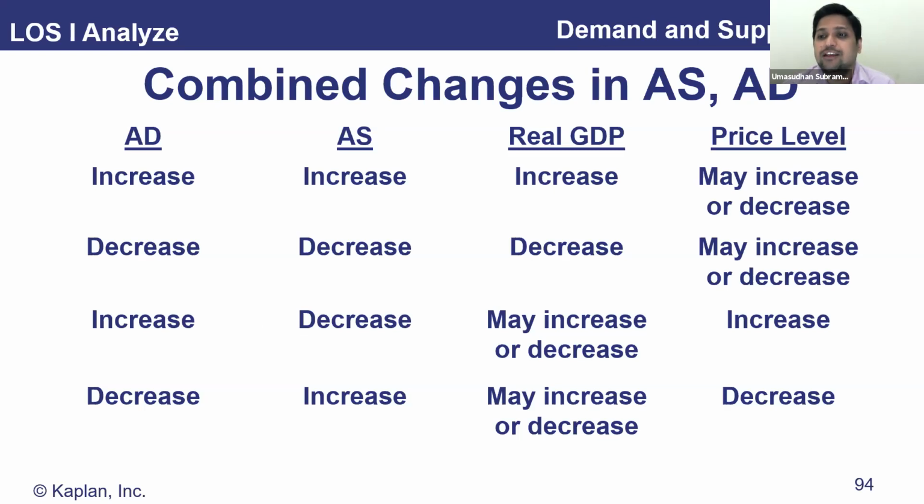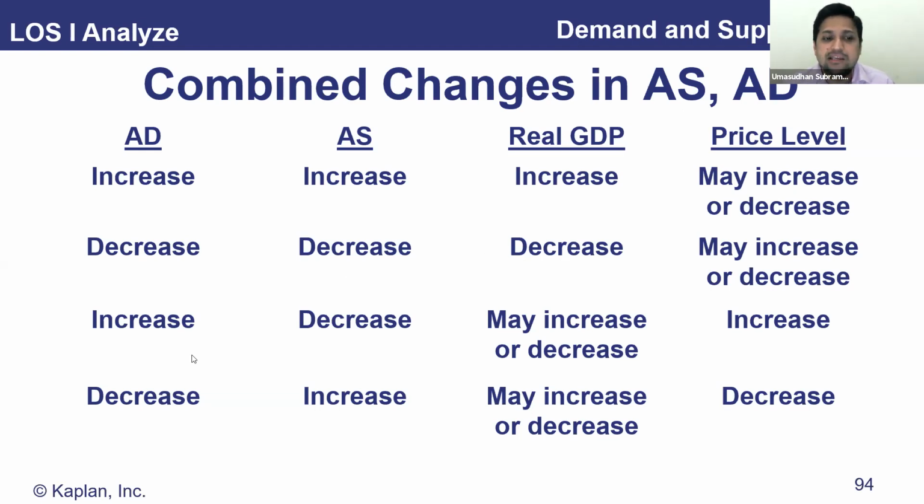But one thing you can tell: what will happen to prices? Prices are going to go up. Why is that? Because your AD, demand, is increasing. When demand increases, prices go up, and it's a double whammy. Why do I call it a double whammy? Because the AD increase will push prices up, and AS decreasing, supply decreasing, will again push the prices up.